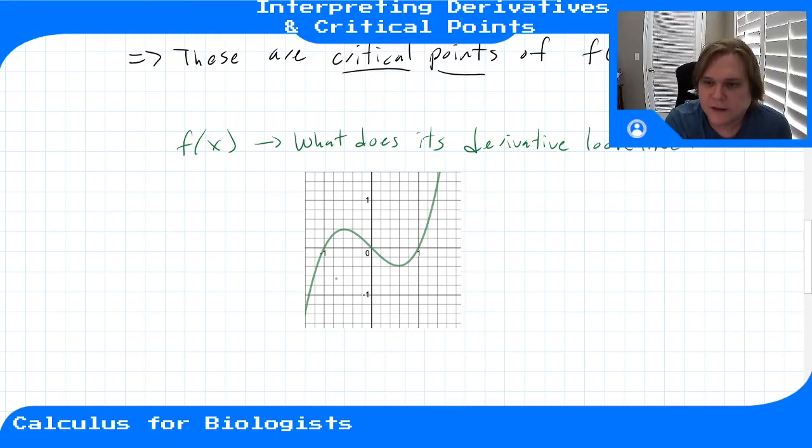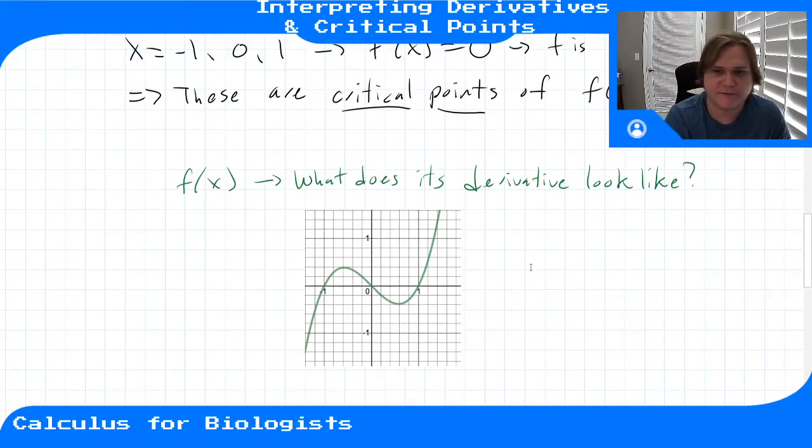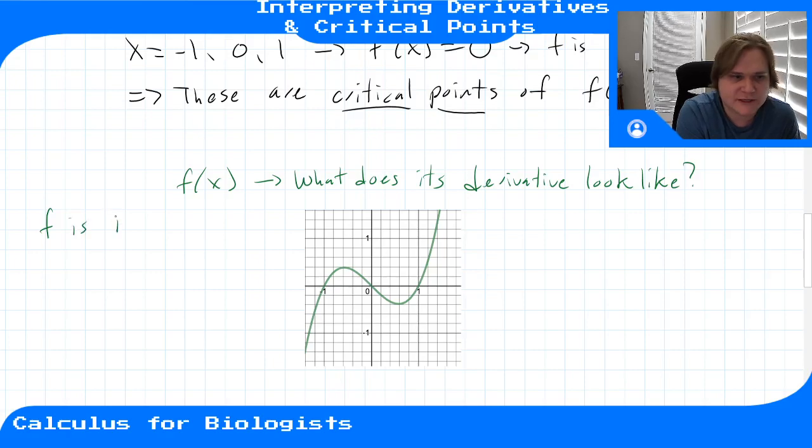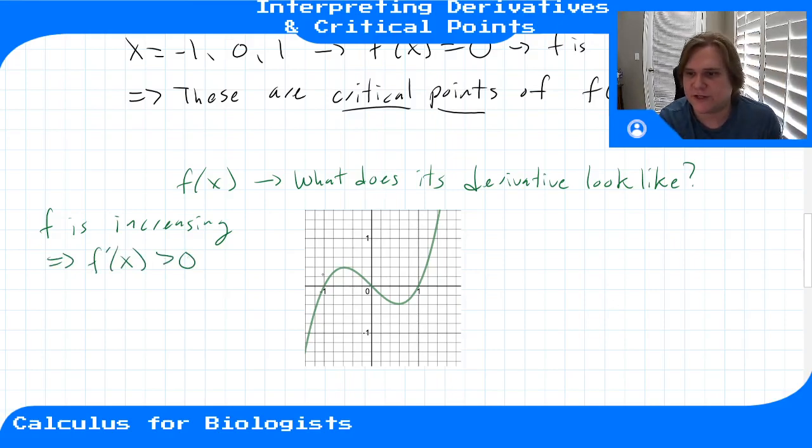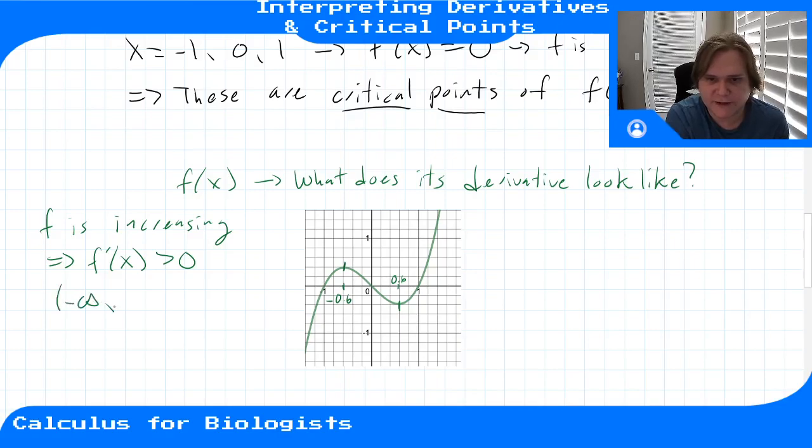Where this function is increasing will tell us where our derivative is positive. So f is increasing implies that f prime of x is positive. And where is our function increasing? Well, it's increasing from negative infinity all the way up to this point here, which is about negative 0.6. And then it's also increasing from about here, 0.6, off to infinity. So from negative infinity to negative 0.6, and 0.6 to infinity.